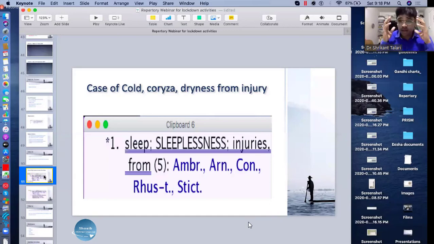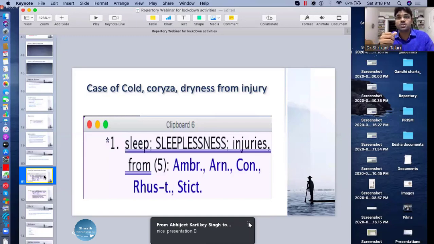It was so painful that since then I've lost sleep. I don't get sleep properly. And as I have been losing sleep, slowly this cold and coryza started. Now in this case, there is only one symptom. No, this patient has no other symptoms. He has no mental stress, tensions, nothing, he says.